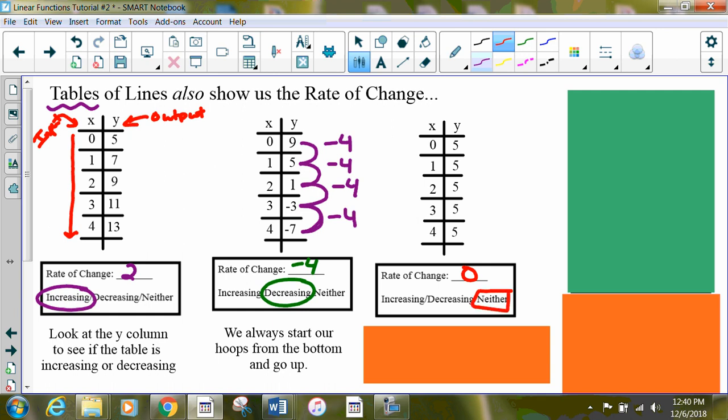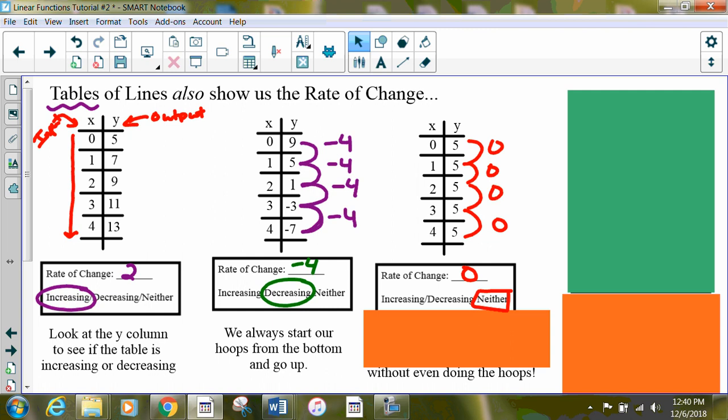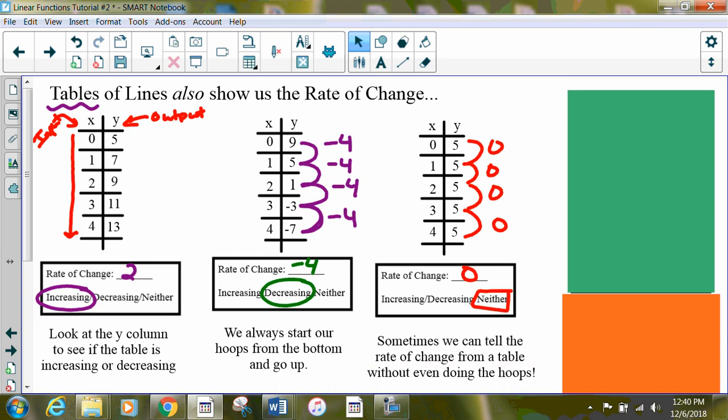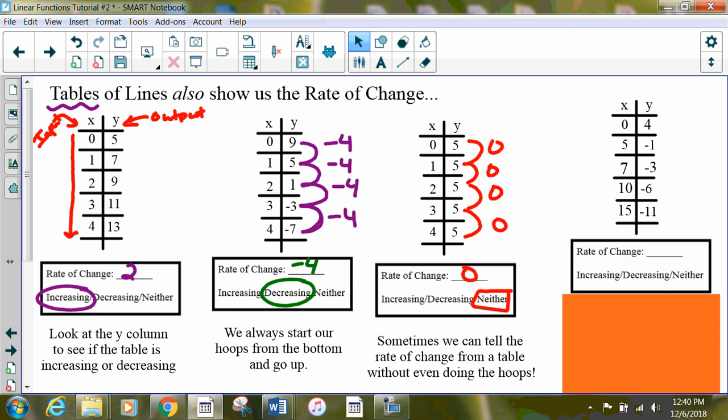So we have a second method. 5 minus 5, 0. 5 minus 5, 0. That's right. That's a second way to find out that the rate of change is 0. Sometimes we can tell the rate of change from a table without even doing the hoops, and you are welcome to do that anytime. The hoops is just like a backup method to use if you can't tell just by looking.